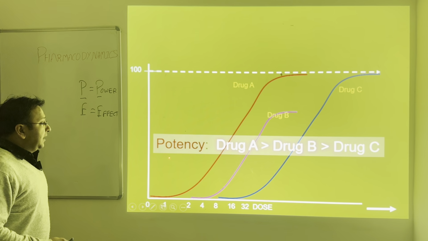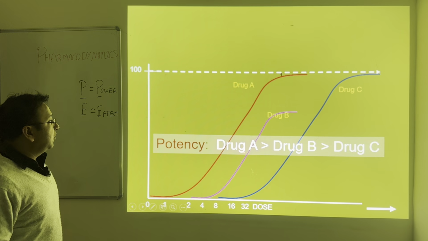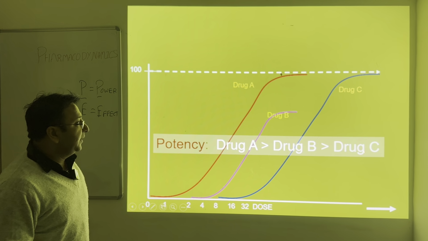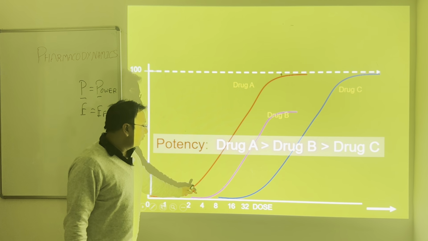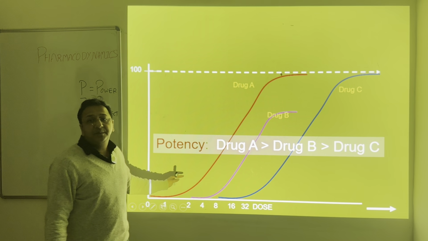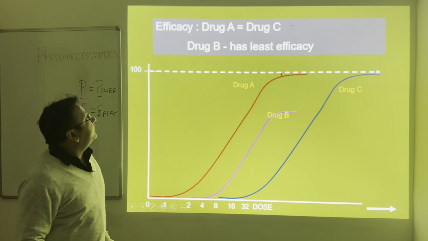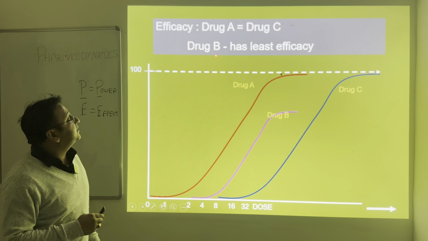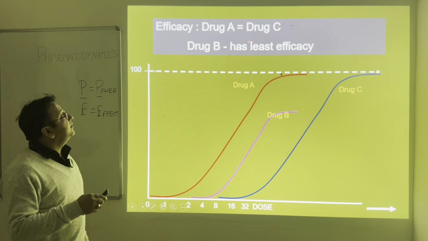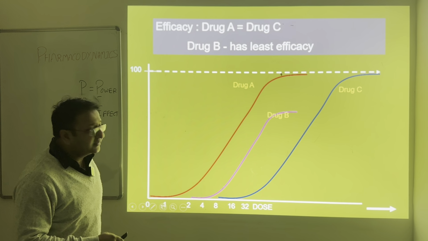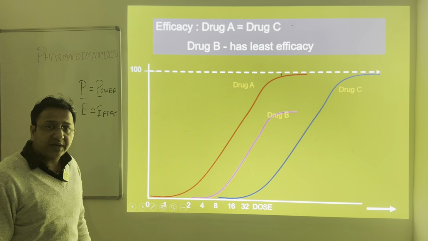So this is what I am telling you about potency. Drug A is greater than drug B, which is greater than drug C. Obviously, the more towards the left side, the more will be the potency. And efficacy: drug A equals drug C, the same, and drug B has the least efficacy. This is what I was trying to explain to you.